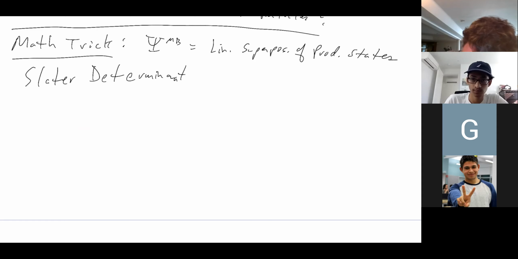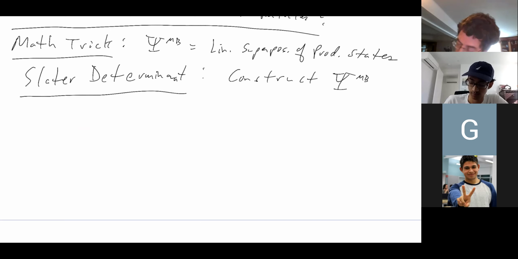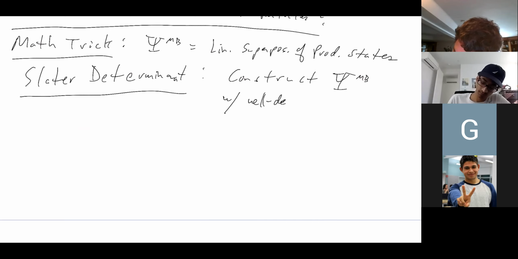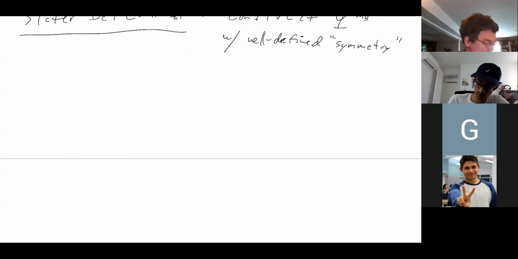And so now we're going to talk about the Slater determinant. This is the math trick to construct the many-body wave function for indistinguishable particles. It has a well-defined symmetry, and the symmetry here is the symmetry with respect to particle exchange. So let's talk about the Slater determinant now.